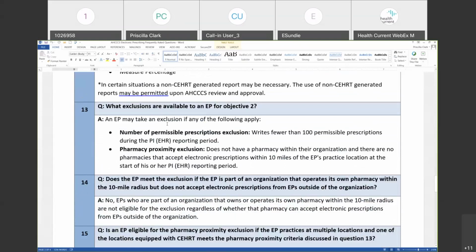Okay, so let's talk about a few questions about the exclusions for this objective. Question 13, what exclusions are available to an EP for objective 2? An EP may take an exclusion if any of the following apply. The number of permissible prescription exclusion, which is when an EP writes fewer than 100 permissible prescriptions during the PI reporting period. The second type of exclusion an EP can claim is the pharmacy proximity exclusion. It's when an EP does not have a pharmacy within their organization and there are no pharmacies that accept electronic prescriptions within 10 miles of the EP's practice location at the start of his or her PI reporting period.